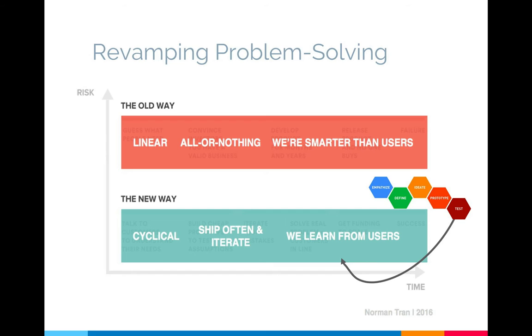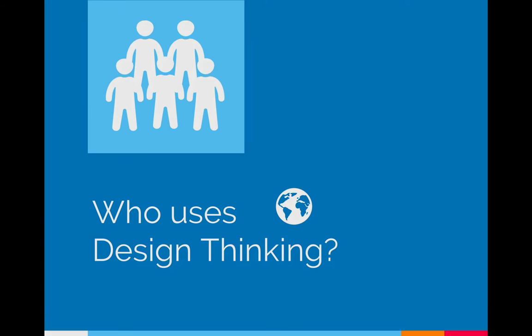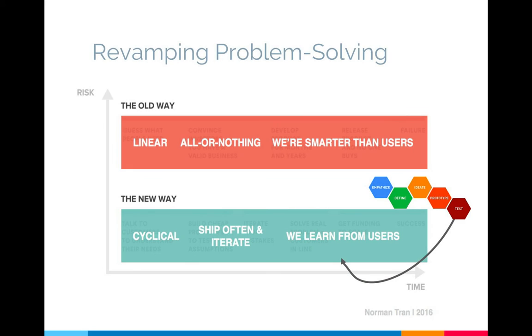Whereas the new way with design thinking, it's a cyclical process. You are shipping often and iterating. So in this, the designers would use the learners or the users in their design process so they can make sure that they're designing products and, in our context, learning tools that are meeting the needs of the learners and the users. Design thinking helps designers learn from the users at the start of the process.